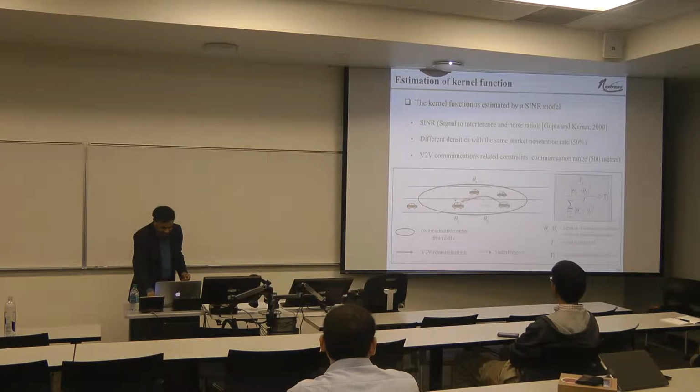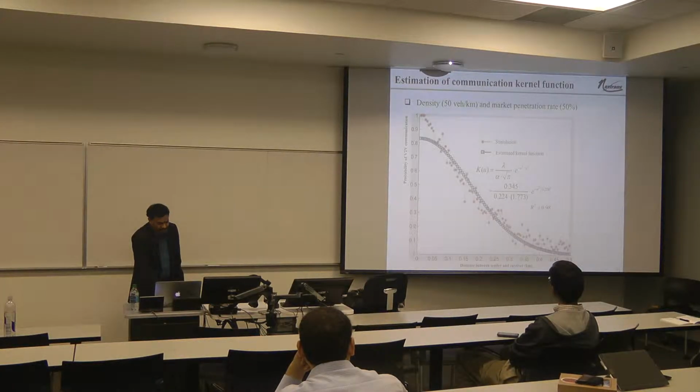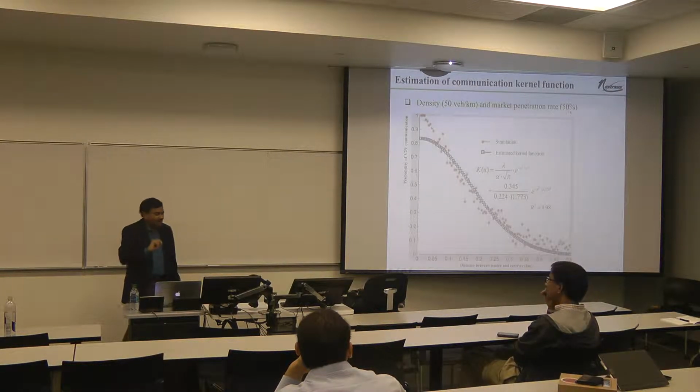Okay? So that's the constraint that becomes particularly important. And using this concept, we show here a case of one density, and we do it for multiple densities, as you'll see next. And the market penetration rate, as I mentioned, we're looking at the one in this study. So what we do is the following.